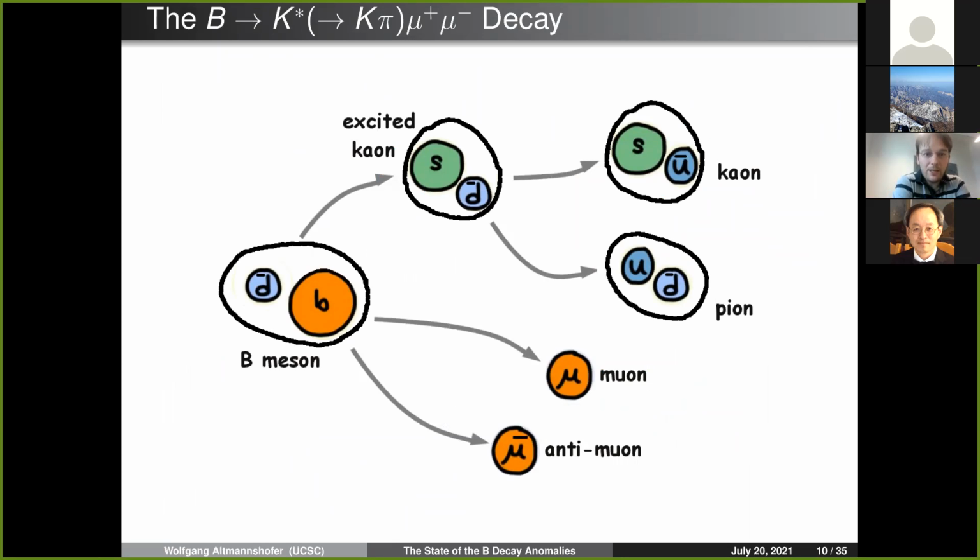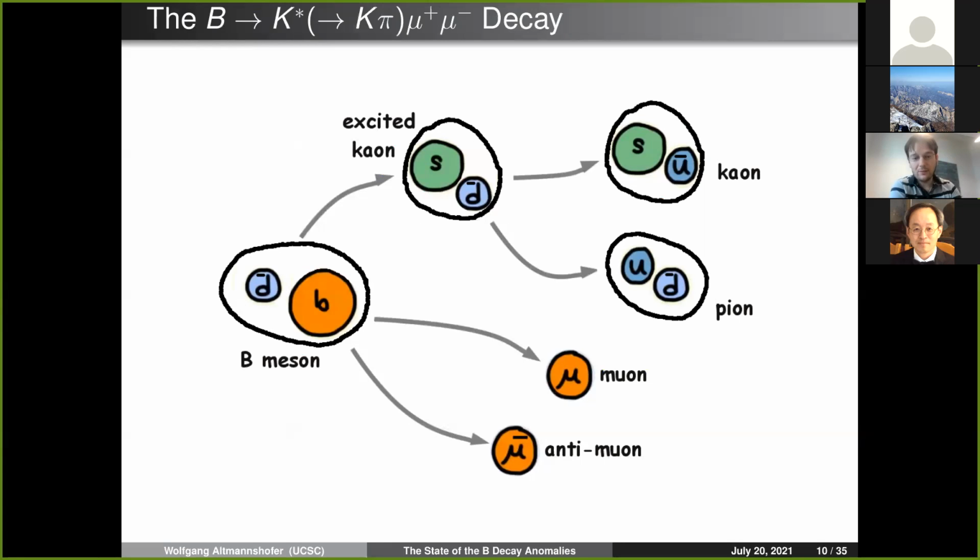If you look at the B to K star mu plus mu minus decay, one can look at a large set of observables in this decay mode. So here again is a sketch of how this decay looks. We start with a B meson. Here it's a neutral B meson, which has a b quark and an anti-down quark in it. It decays into the K star, an excited kaon with a strange quark and the anti-down, and this excited kaon decays into a charged kaon and a charged pion, and then also the mu plus mu minus as before.